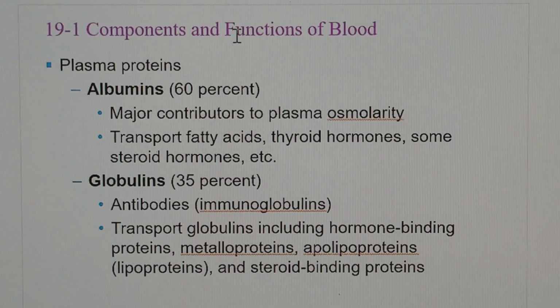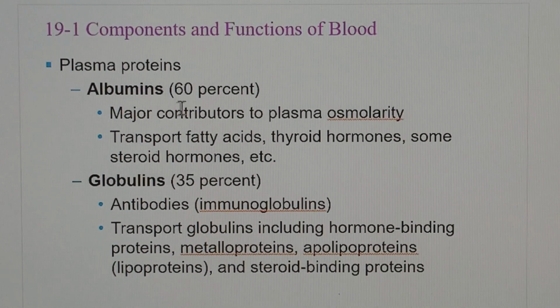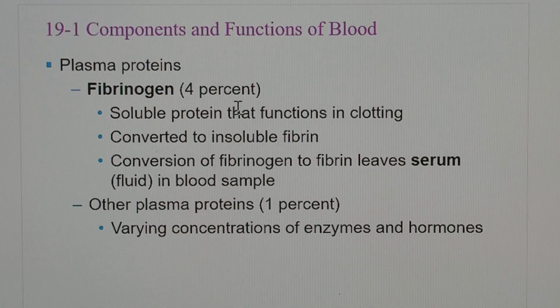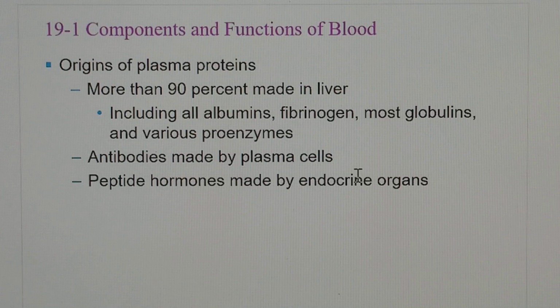Components and functions of blood. We talked about plasma proteins. Again, albumin is at 60%, the most abundant protein in the plasma. Then we have globulins at 35%, and fibrinogen at 4%, a soluble protein that functions in clotting. In addition, we have other proteins with varying concentrations of enzymes and hormones.